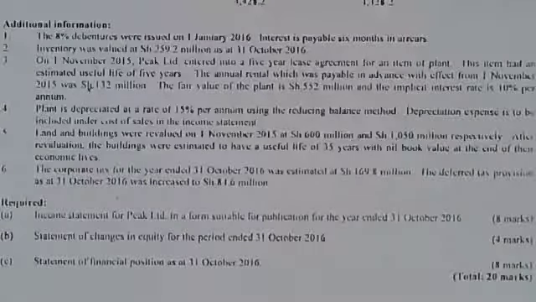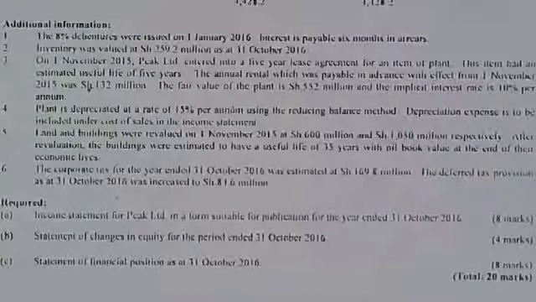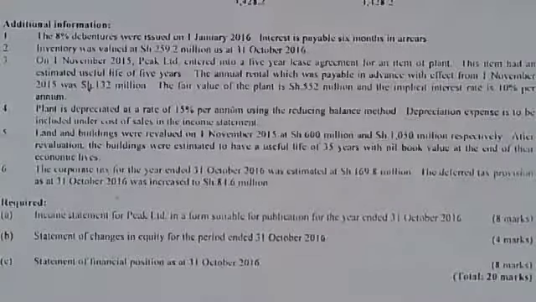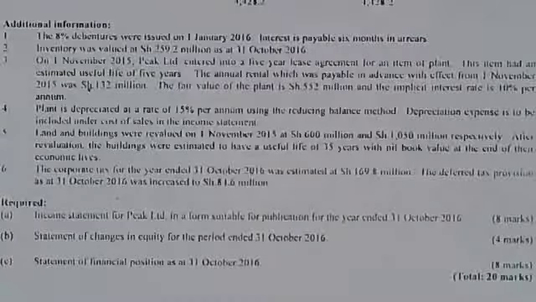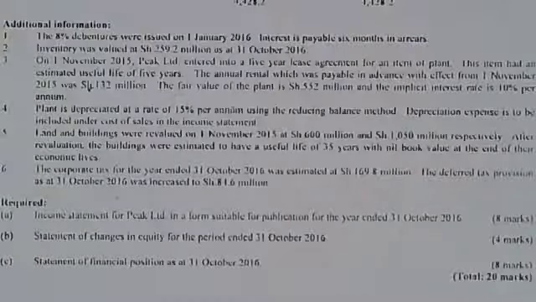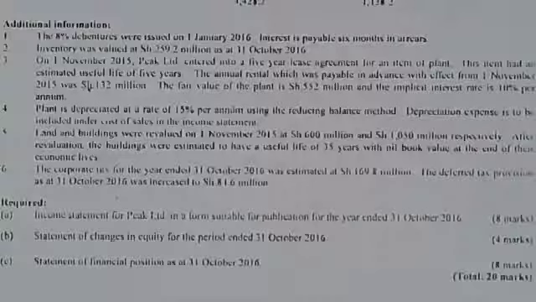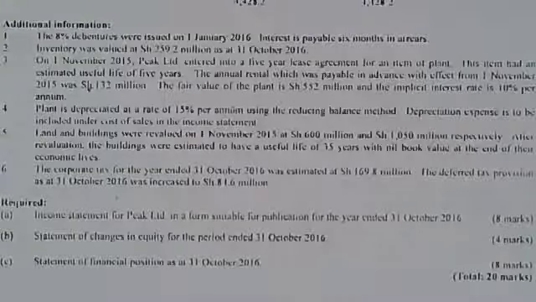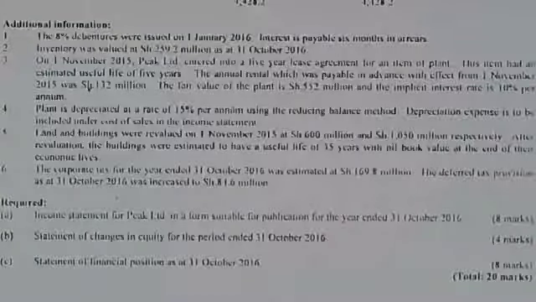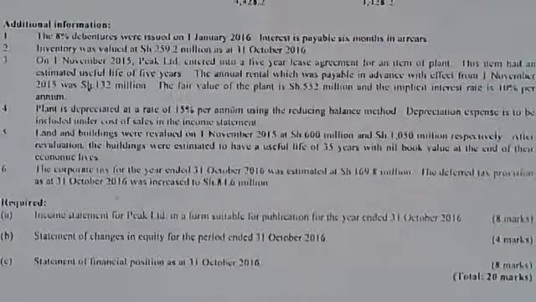Then number five, land and building were valued on 1st November 2015. Now 1st November means at the beginning of the year, at 600 million and 1050 million respectively. After revaluation, the building was estimated to have a useful life of 5 years with nil book value at the end of the economic life. Then number six, the corporate tax for the year ended 1st October 2016 was estimated to be 169.8. The deferred tax provision as at 1st October 2016 was increased to 81.6.